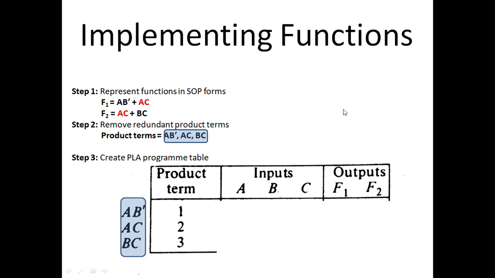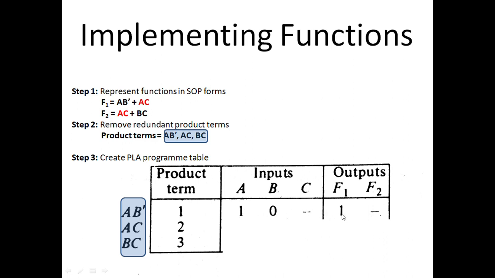In the inputs and the outputs, we have to write 0, 1, or dash. For the inputs, look at the product term AB prime, and check whether each variable is in the normal form, the complemented form, or absent. If it is in the normal form, write 1 under it. If it is in the complemented form, write 0. If it doesn't exist, write dash. A is in the normal form in the first product term, write 1. B is in the complemented form, write 0. C doesn't exist, put dash.